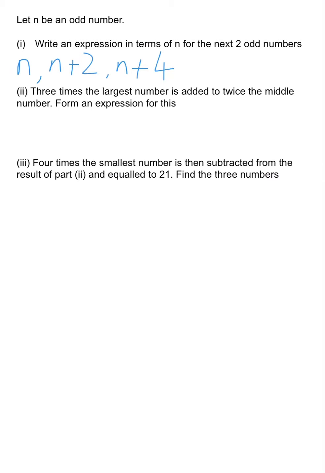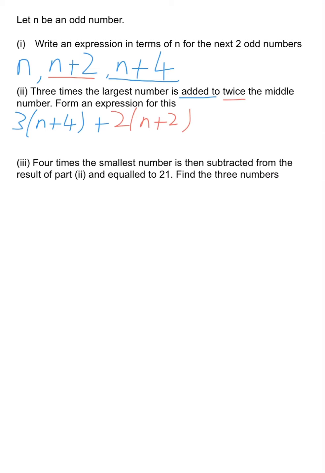Now, 3 times the largest number is added to twice the middle number. Form an expression for this. Okay, so 3 times the largest number. So the largest number has to be n plus 4. So we have 3 times n plus 4. Then is added to twice then the middle number. So the middle number will be n plus 2. So we'll have 2 times n plus 2.